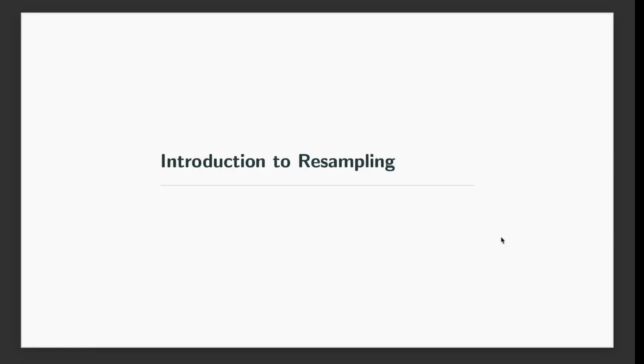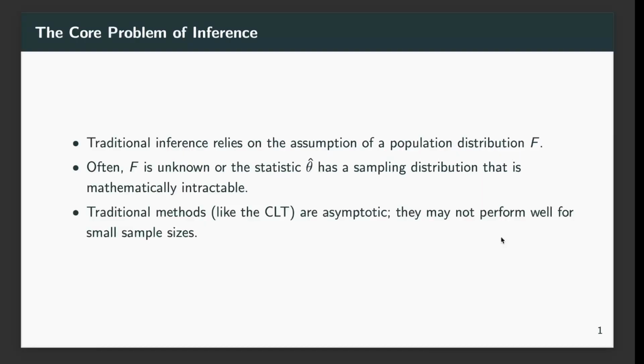So instead of relying on mathematical derivations based on assumed population models, we can use resampling methods on the data itself as the basis of inference. This is very simple, but it is also very, very powerful. Now let's talk about the core problem of inference. The traditional inference relies on assumptions about a population distribution F. This is the key starting point.